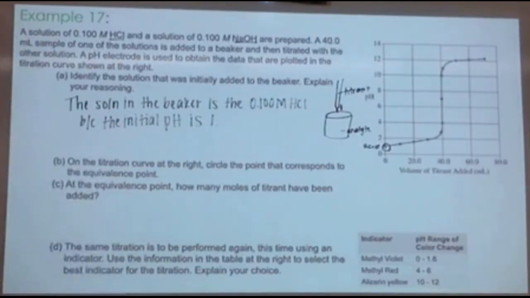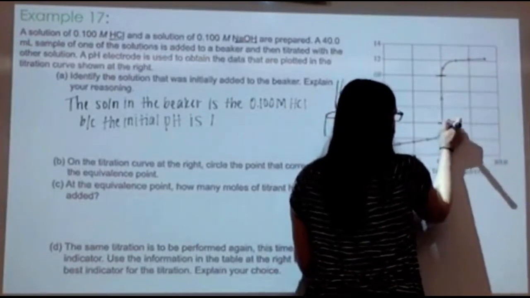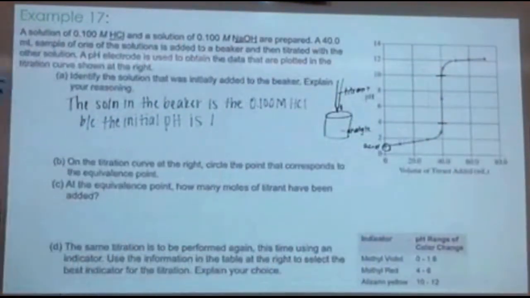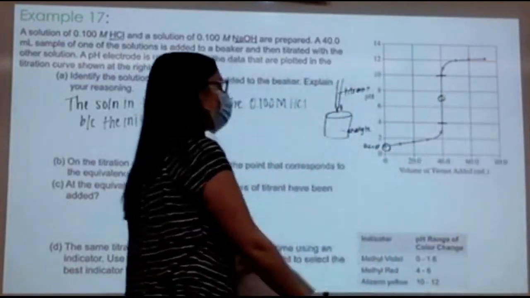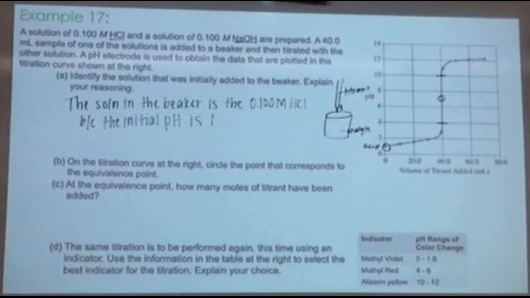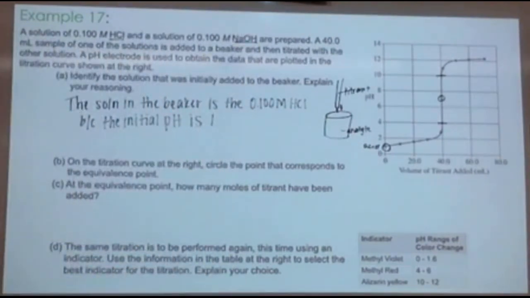Part B says, on the titration curve at the right, circle the point that corresponds to the equivalence point. Remember, the equivalence point is about halfway up the vertical line. I'm going to circle this point right here. Now this also should make sense because in a strong acid, strong base titration, the pH at the equivalence point is 7 because the salt that is formed is neutral and water is neutral.